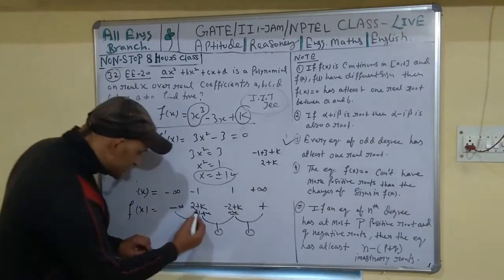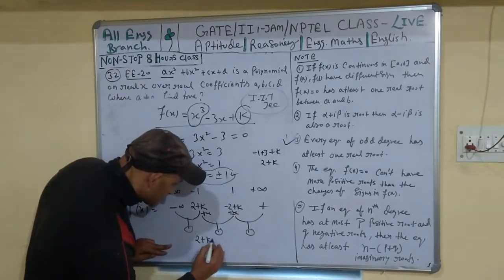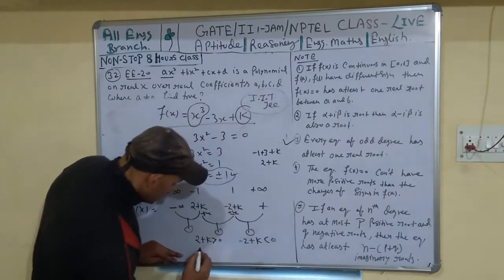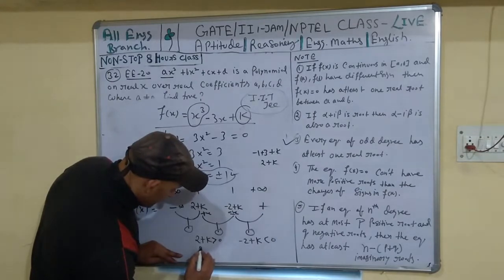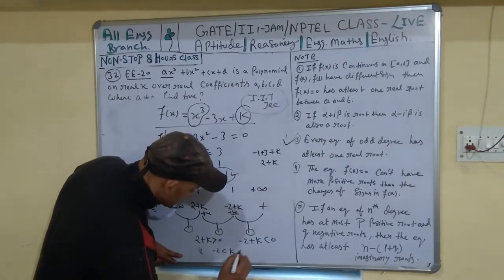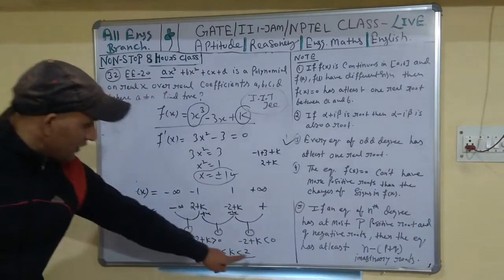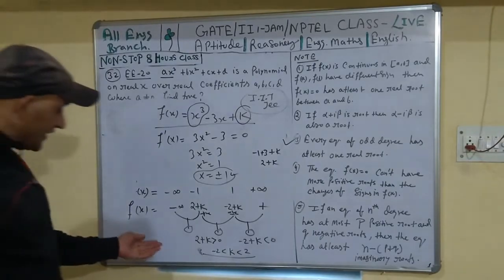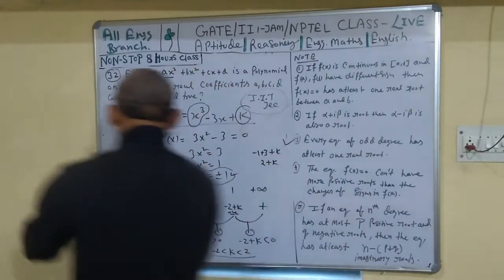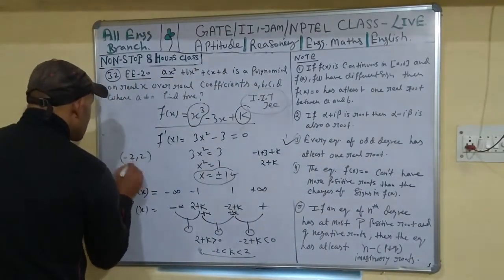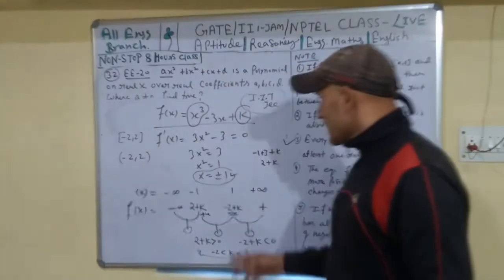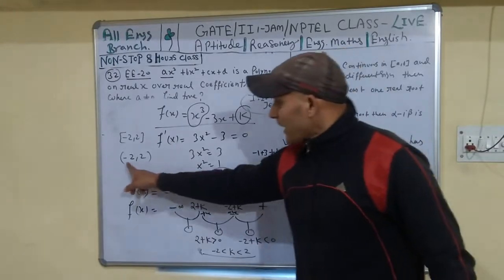So it means that if this is positive, then 2 plus k is greater than 0, and if this is negative, then 2 plus minus k is less than 0. So it means that your k will lie between this. I think that you understand. So the range of k is -2 to 2. So your answer will be either this or this. We don't know, but this is the correct answer. Okay, so your range is -2 to 2.